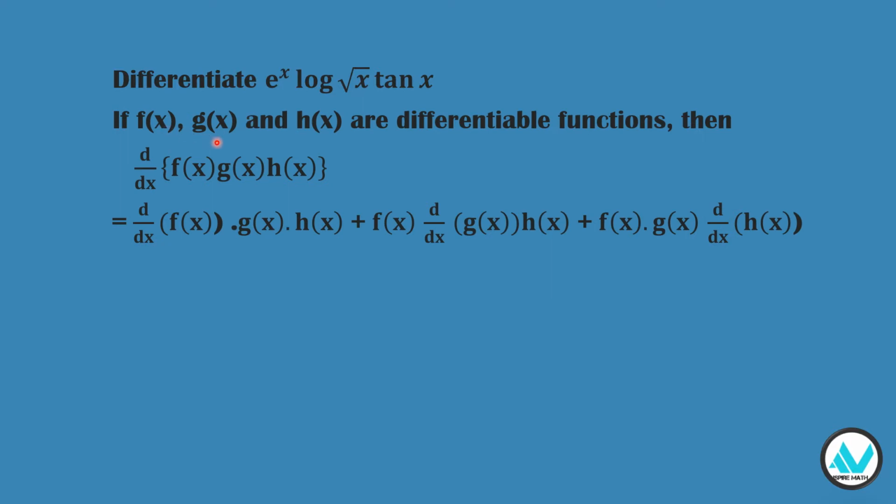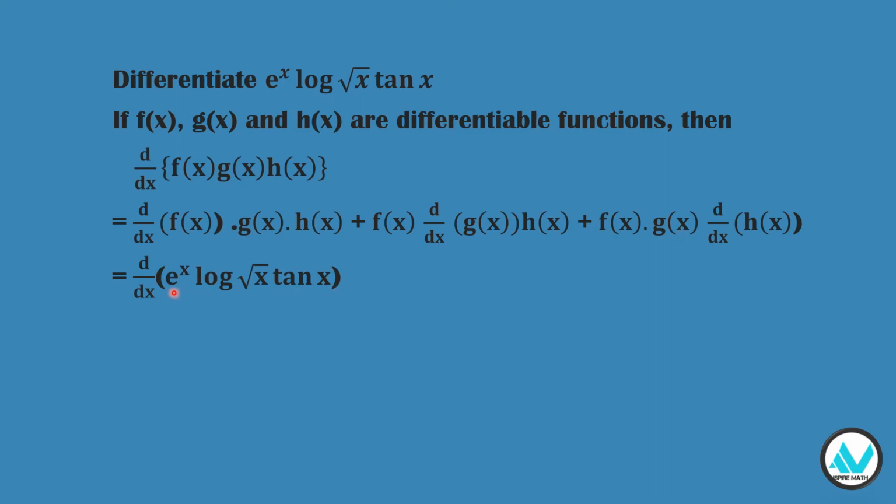If f of x, g of x and h of x are differentiable functions, then d by dx of f of x into g of x into h of x is nothing but, in the first term I am going to differentiate f of x alone and write the other two functions as it is. In the second term, I am going to differentiate g of x alone and write the other two functions as it is. And in the third term, I am going to differentiate h of x and write the next two terms as it is.